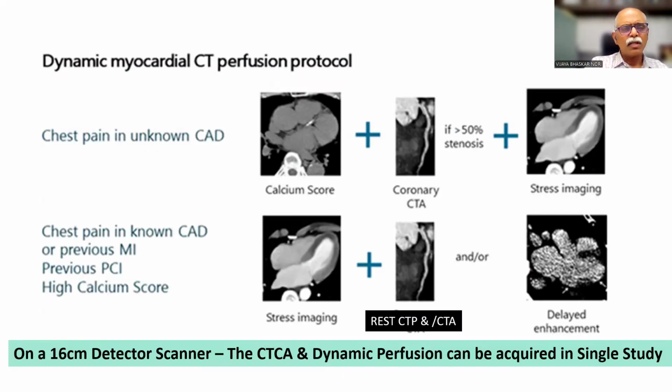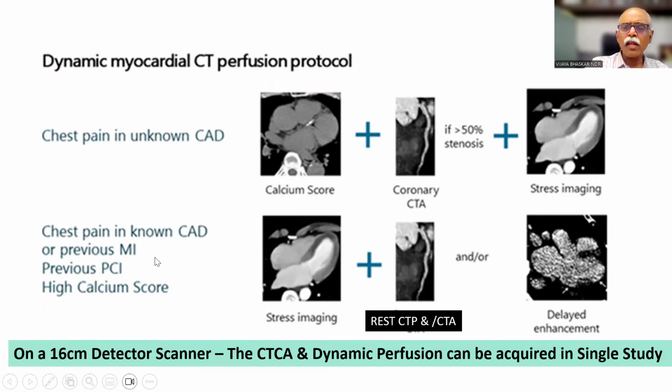Now, what is the algorithm used? Generally followed: if there is chest pain in unknown CAD, you don't know it's CAD, just chest pain, do a calcium score first. And after the calcium score, do a coronary CT angiogram. If the coronary CT angiogram shows stenosis more than 50%, go and do a CT stress perfusion to look at the hemodynamic significance of the more than 50% stenosis.